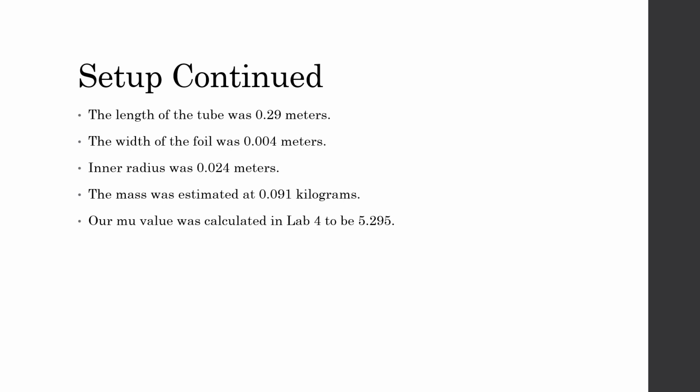The length of the tube we found to be 0.29 meters, which was given to us on the box for the aluminum foil. The width of the foil was 0.004 meters. The inner radius was 0.024 meters. The mass we estimated at 0.091 kilograms, and our mu value that was calculated in lab 4 was 5.295.